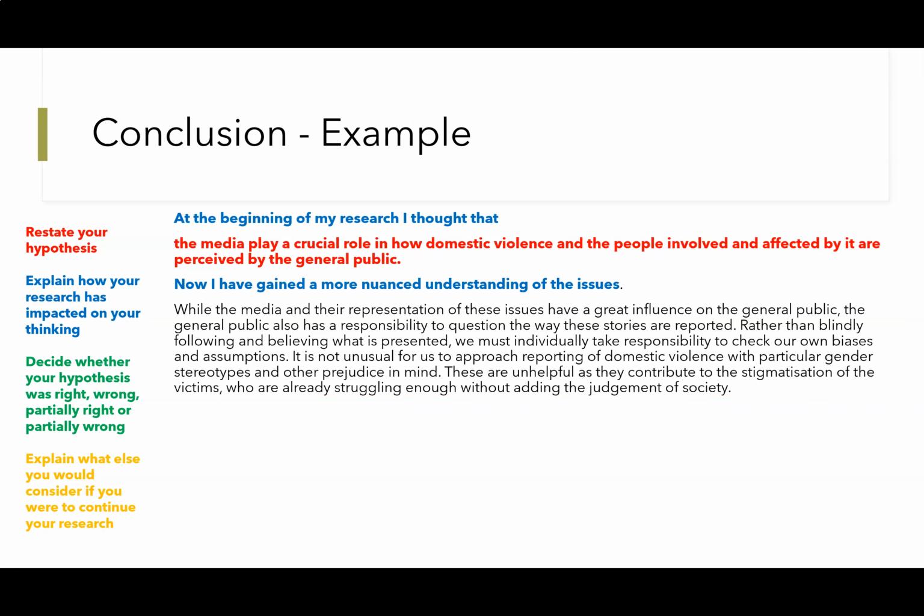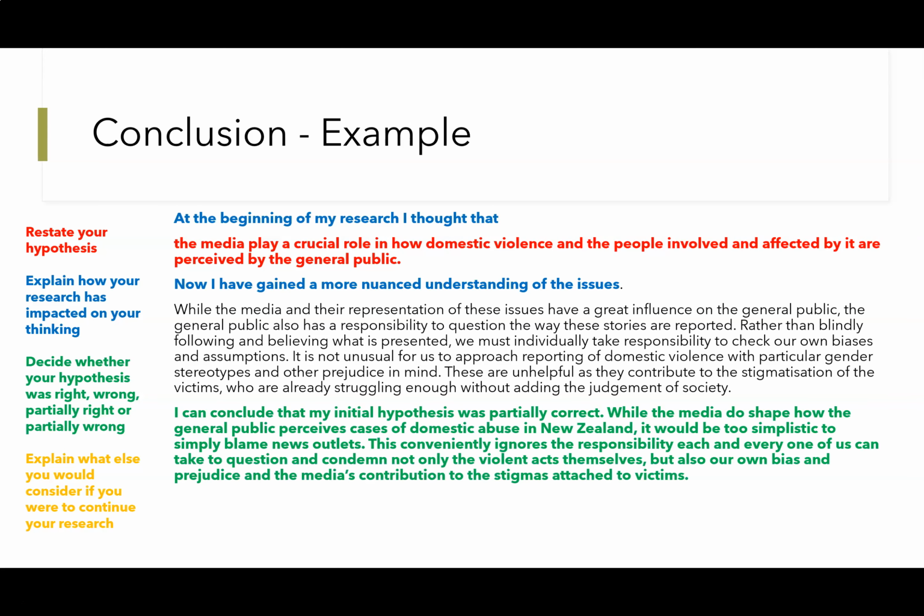Now I need to decide whether or not my hypothesis was right or wrong. And then I can conclude that my initial hypothesis was partially correct. While the media do shape how the general public perceives cases of domestic abuse in New Zealand, it would be too simplistic to simply blame news outlets. This conveniently ignores the responsibility each and every one of us can take to question and condemn not only the violent acts themselves, but also our own biases and prejudice and the media's contribution to the stigmas attached to victims. And so I can be really clear about how I should extend my hypothesis.